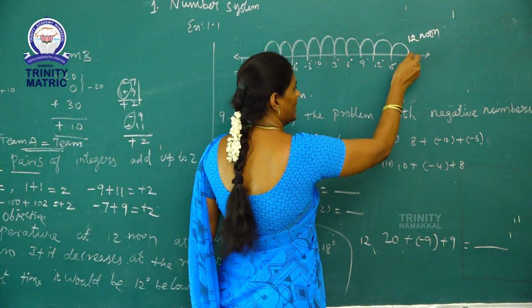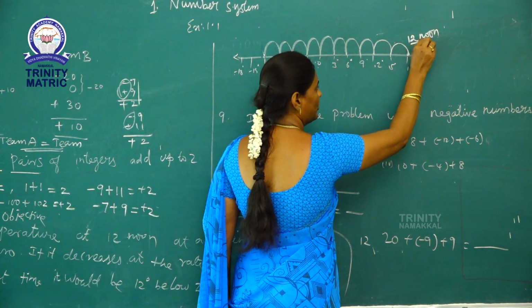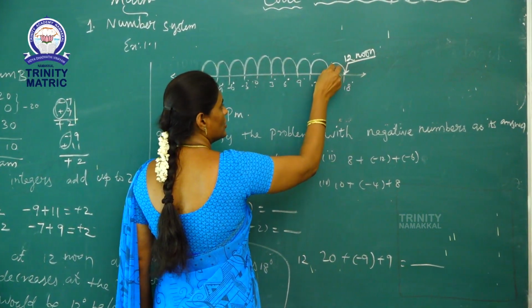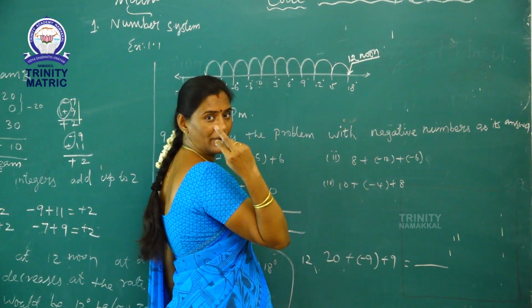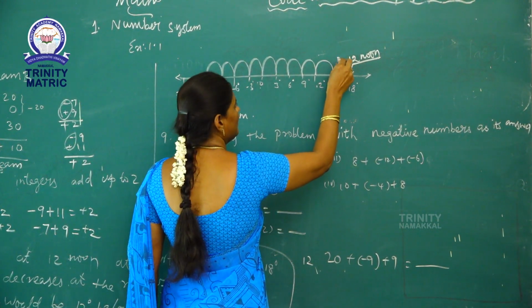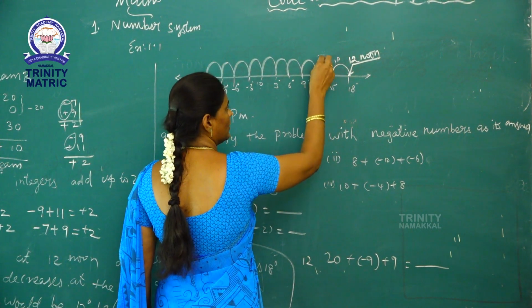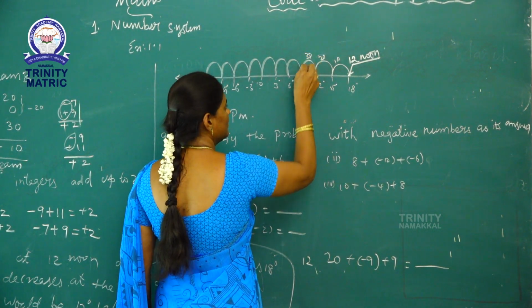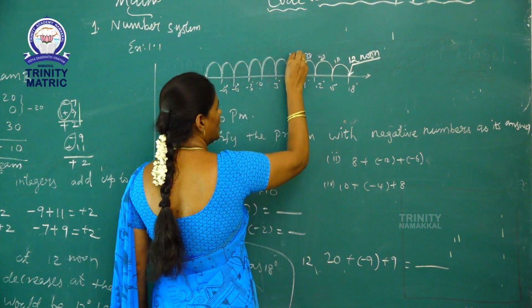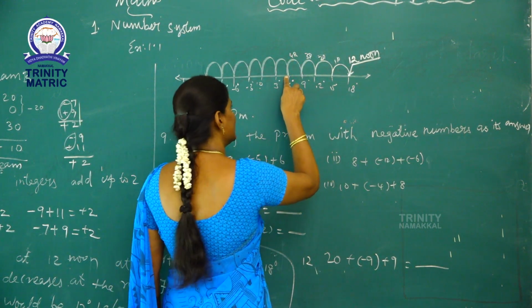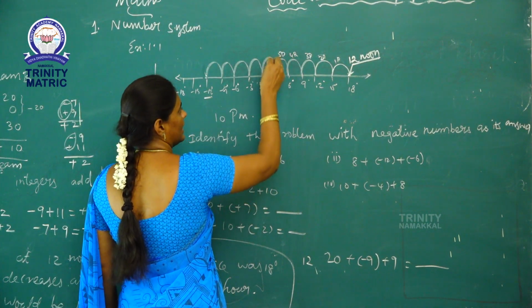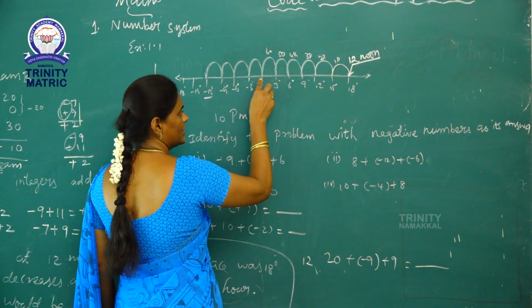Now at 12 noon, what is the temperature? 18 degrees. After 12 noon, at 1 p.m. the temperature is 15 degrees. 2 p.m. the temperature is 12 degrees. Then 3 p.m. the temperature is 9 degrees. 4 p.m., 6 degrees. Then 5 p.m., 3 degrees. Then 6 p.m. the temperature is 0 degrees.